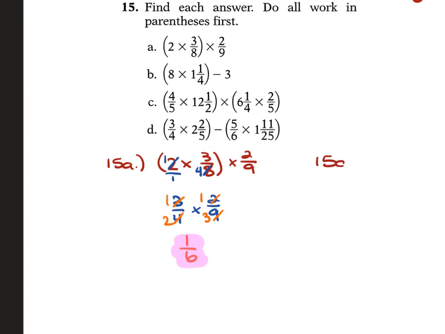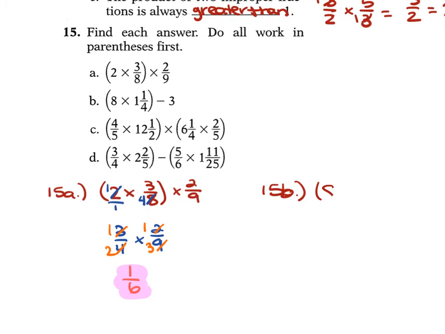For 15b, we have 8 times 1 and 1 fourth minus 3. So 8 times 1 and 1 fourth, that 8 is going to become 8 over 1. The 1 and 1 fourth is 5 over 4. The 8 and the 4 become 2 and 1. So 2 times 5 is 10. Keep it over 1 is just 10. Minus 3 is going to give us 7.